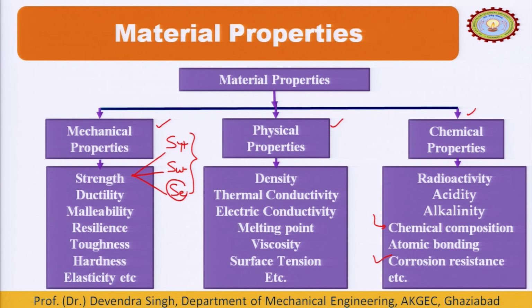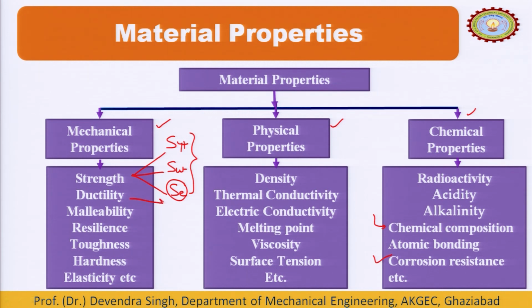And SE, this is the endurance strength, we will discuss in detail. This is the maximum completely reversible stress induced in the material, so that we can get the infinite life of that material. Means the component you design survives for 10 to power 7 complete reversals or more than that. So, these are the strengths.